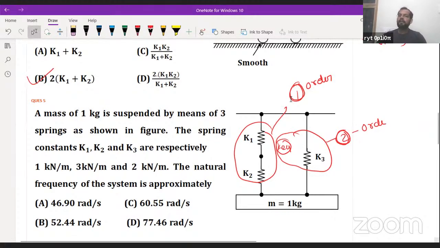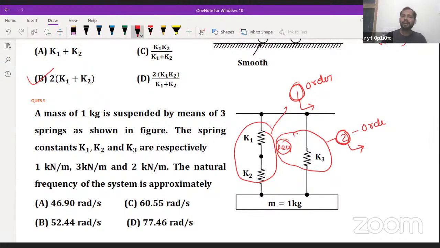Tell me in one system how the springs are connected, and in the second how the springs are connected. Because when we solve this, we will get one K equivalent, and the K equivalent and K3 will be in second order. So what is the order in the first arrangement and in the second arrangement? Please tell me. So one in series and second in parallel. Very good, Taizim. So Akshat is saying first is series and second is parallel.